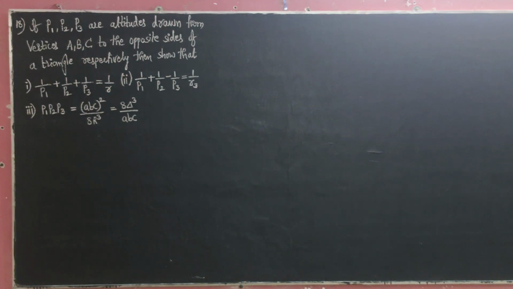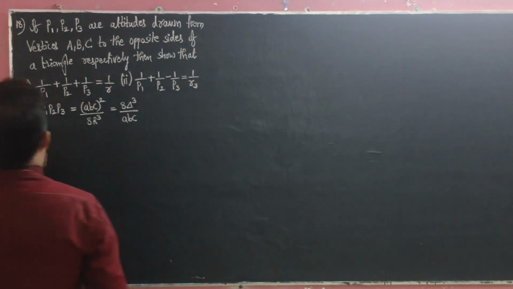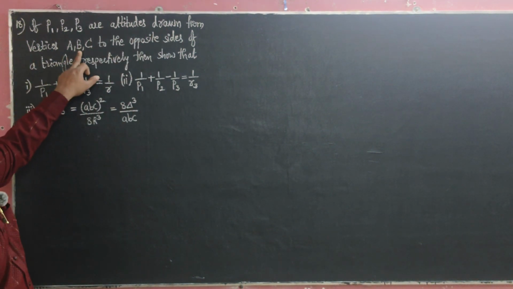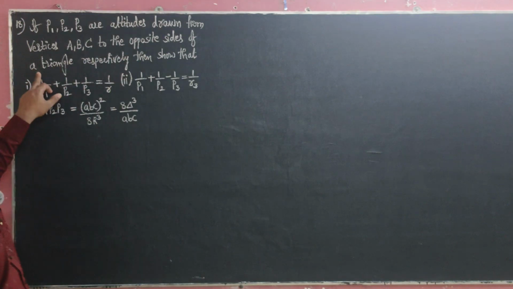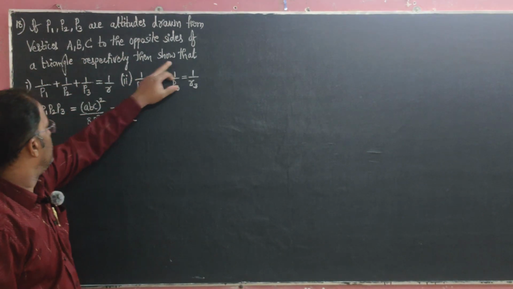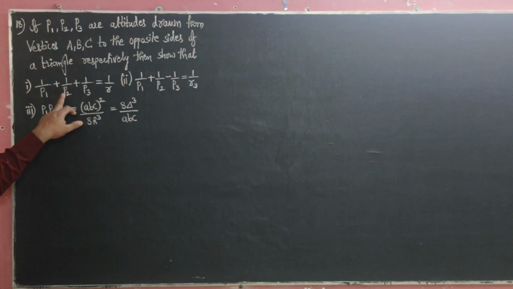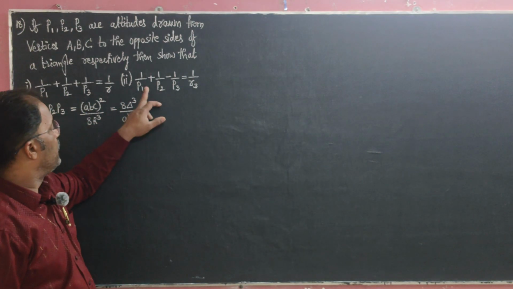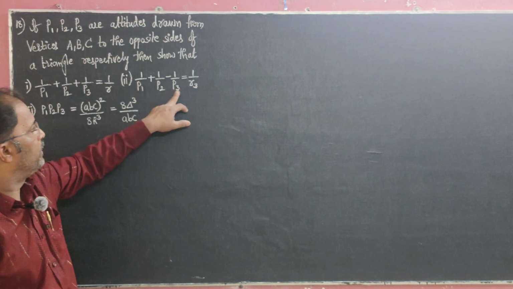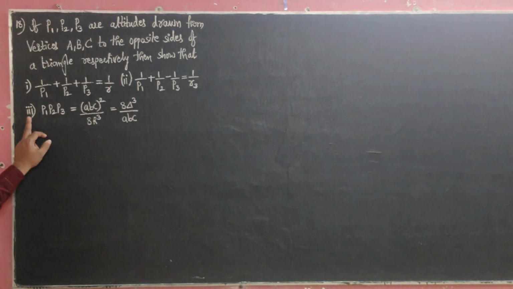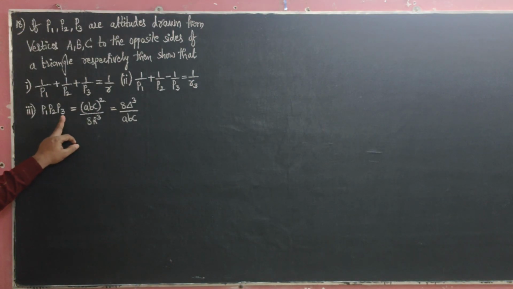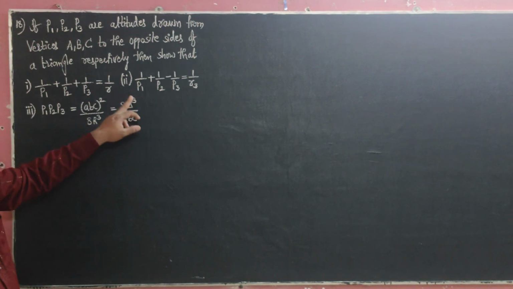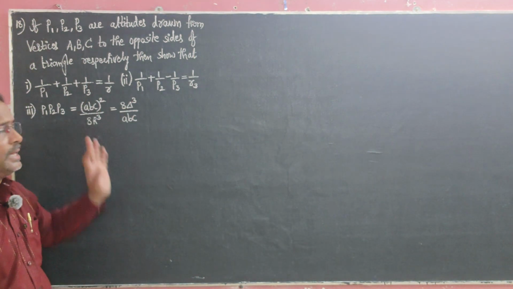If P1, P2, P3 are altitudes drawn from vertices A, B, C to the opposite sides of a triangle respectively, then show that 1 by P1 plus 1 by P2 plus 1 by P3 equals 1 by r. Second, 1 by P1 plus 1 by P2 minus 1 by P3 equals 1 by r3. Third, P1 into P2 into P3 equals abc whole square by 8R cube, and also we have to prove one more answer, 8 delta cube by abc.